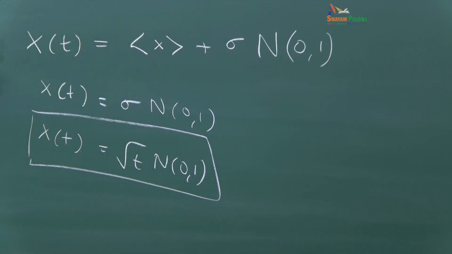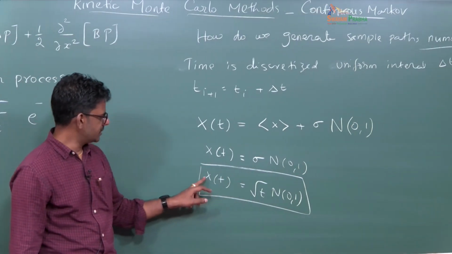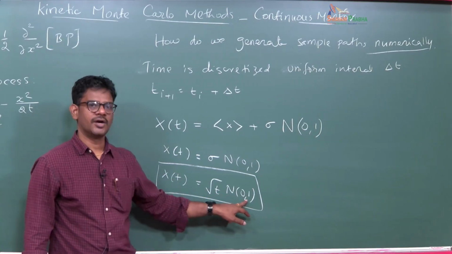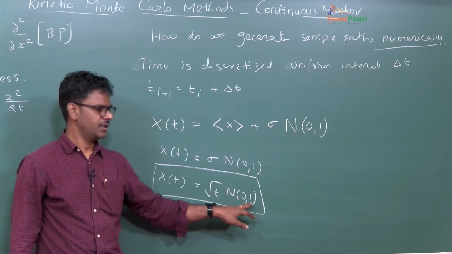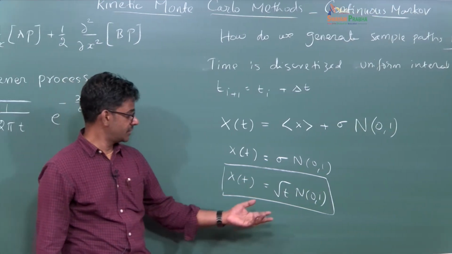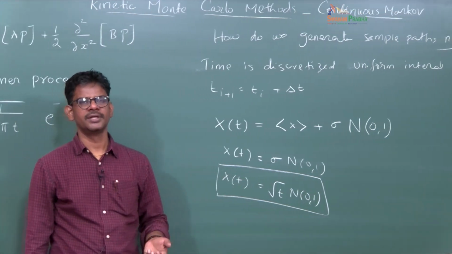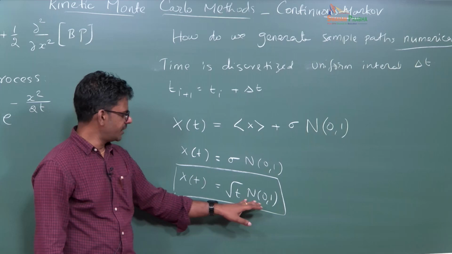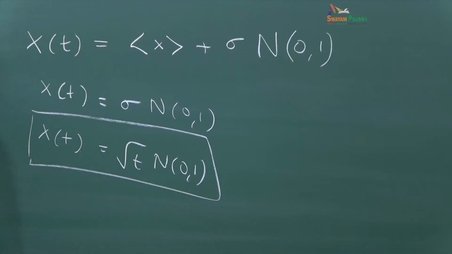Now with this kind of discretization, we can look at the value of x at different time intervals using a normal random variate n with 0 mean and 1 variance. We have looked at some methods of generating random numbers that are normally distributed. For example, the Box-Muller method is something that we discussed, from which we can write a subroutine to generate a set of normally distributed random numbers.